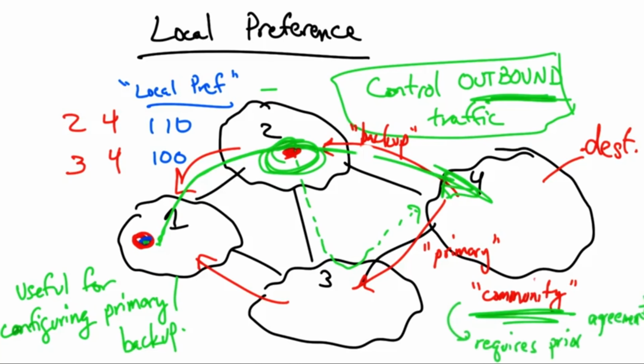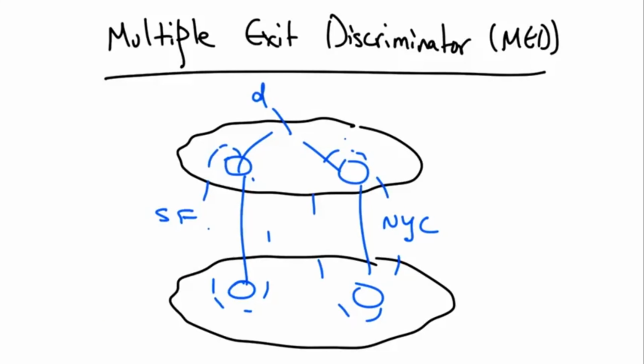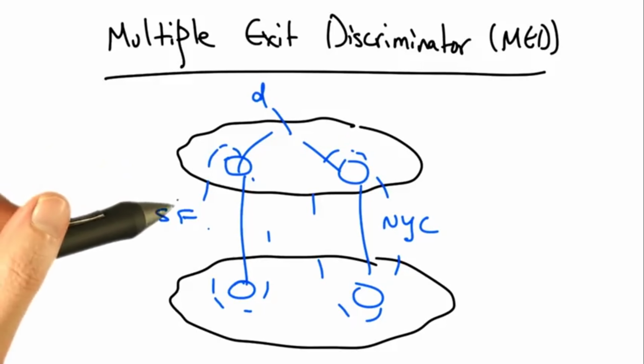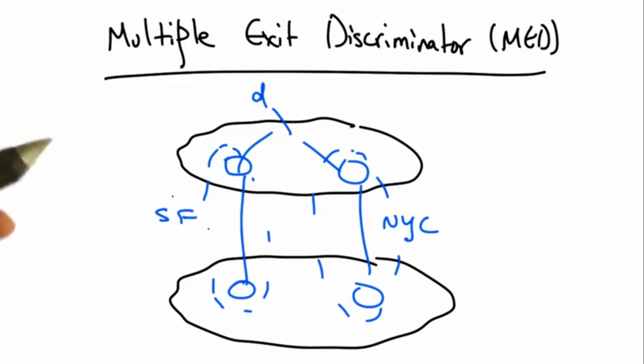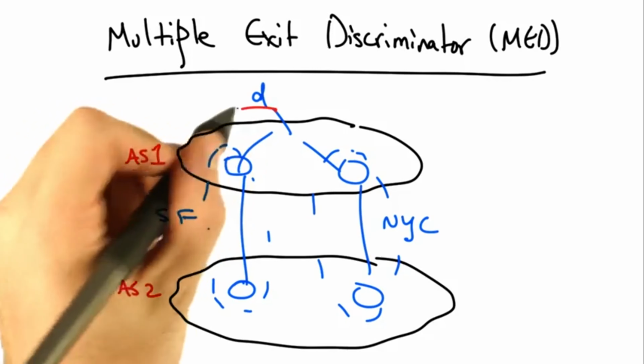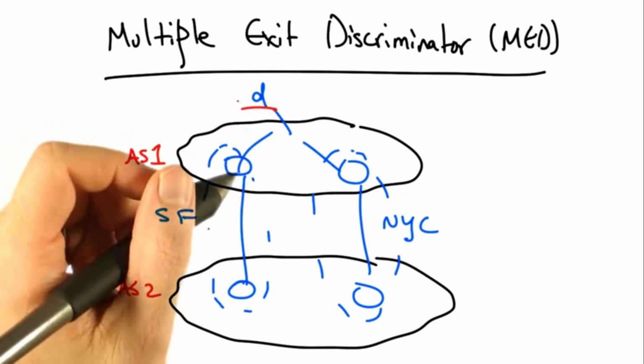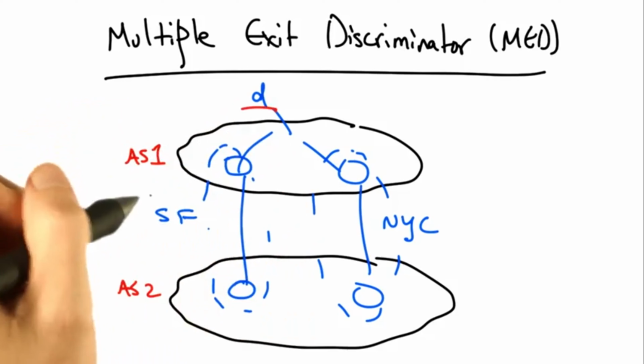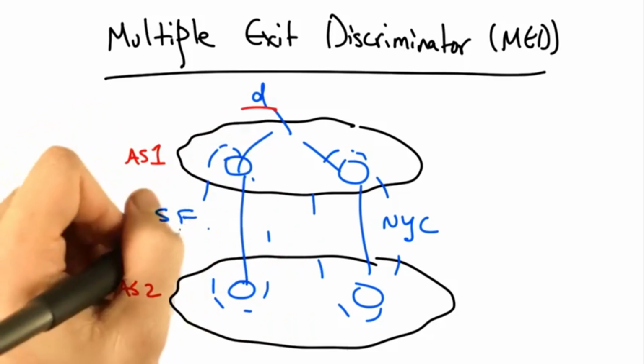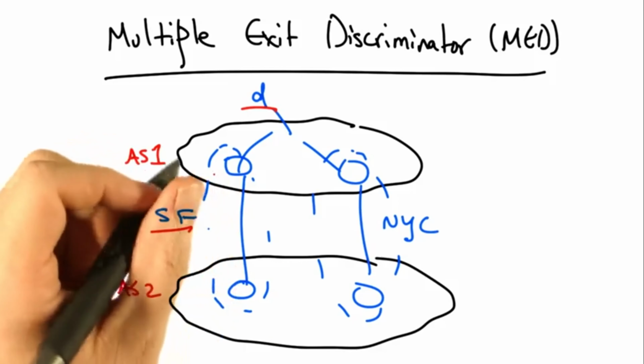This type of arrangement requires prior agreement. Let's suppose that two autonomous systems connect in two different cities, San Francisco and New York. Let's further suppose that AS1 wants traffic to destination D to enter via New York City rather than via the peering link in San Francisco.